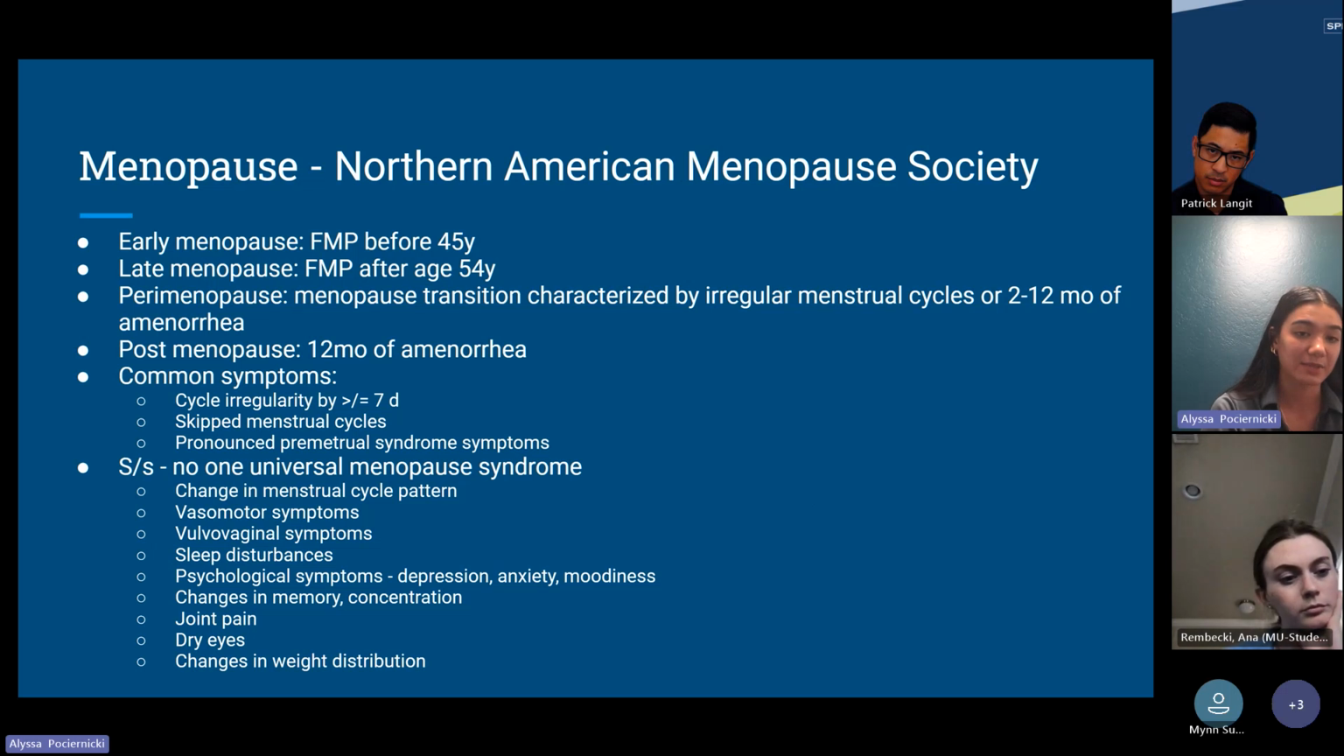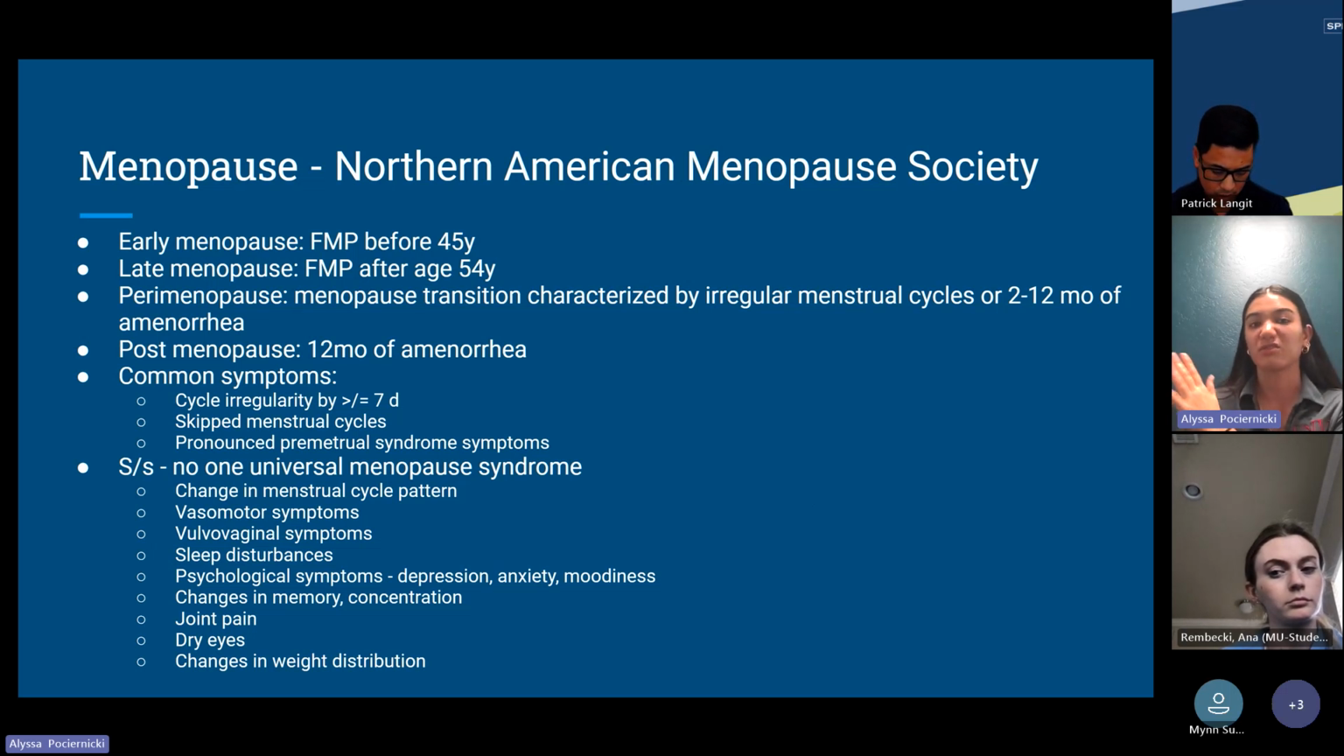And then some signs and symptoms. Again, there's no one universal menopause symptom. That's supposed to say symptom. My apologies. But they can have a change in menstrual cycle pattern, vasomotor symptoms, so getting those hot flashes or if they feel really cold all the time. And then vulvovaginal symptoms. So that can really just depend on the person. It could be differences in dryness for them or just if they don't feel very comfortable down there. It'll really just depend and if they want to talk about those symptoms.